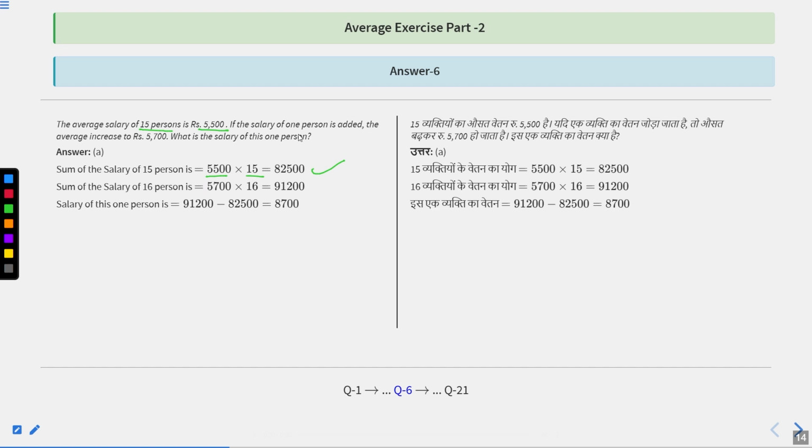And if one person is added, the average salary increases to 5,700. So when we multiply 5,700 by 16, it becomes 91,200. So what will be the salary of the new person? It will be 91,200 minus 82,500, which is 8,700. That is the correct answer. Next one.